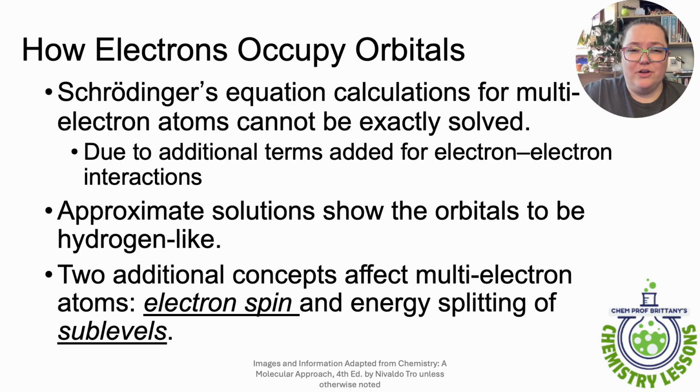All right, so Schrodinger's calculations for multi-electron atoms cannot be exactly solved. As I mentioned in my video about the quantum mechanical model, it's more of a probability than anything, but we can give a little bit of approximation here. The reason it can't be exactly solved is because there are things like electron-electron interactions that affect that. Additional concepts that affect these multi-electron atoms are electron spin and sublevels.